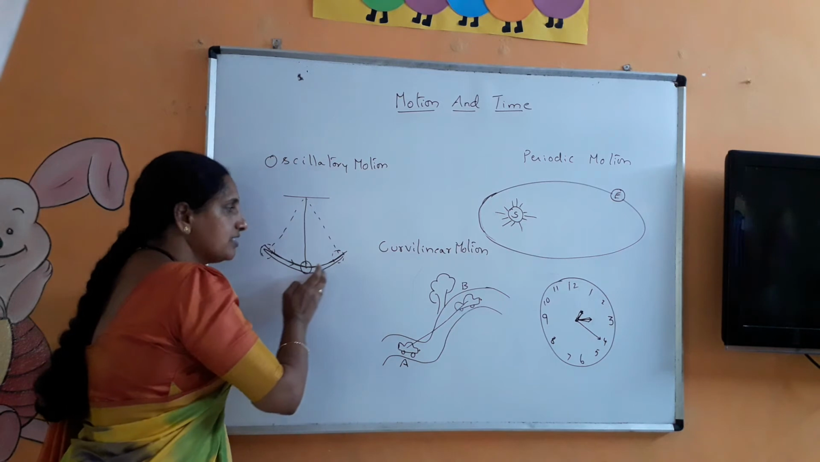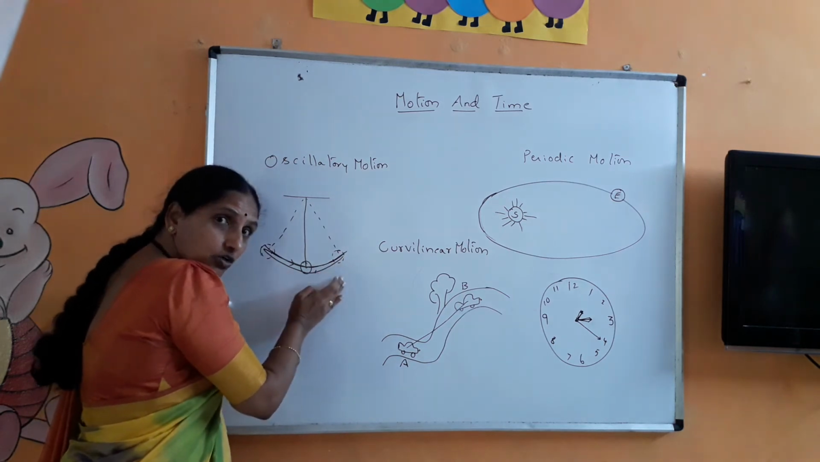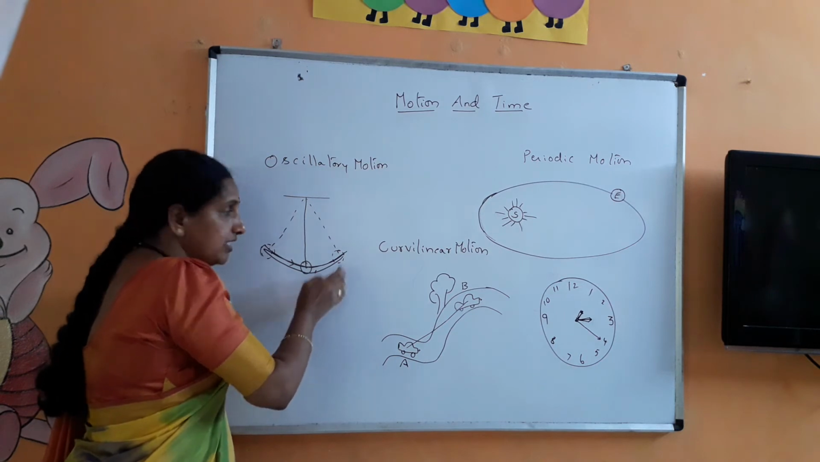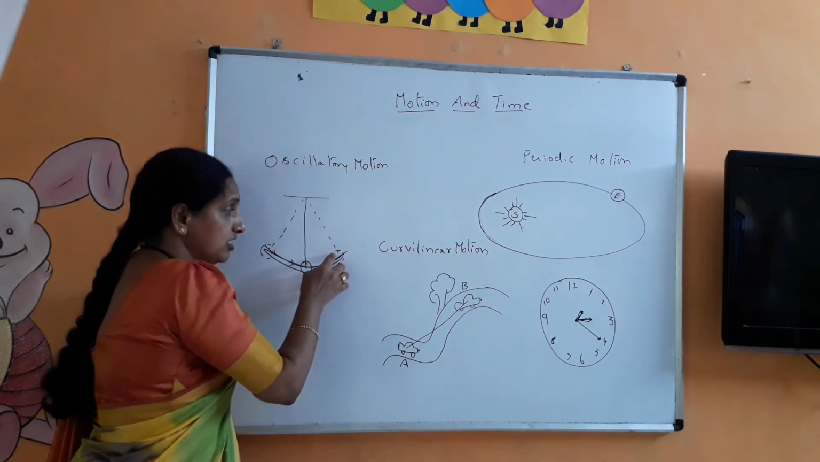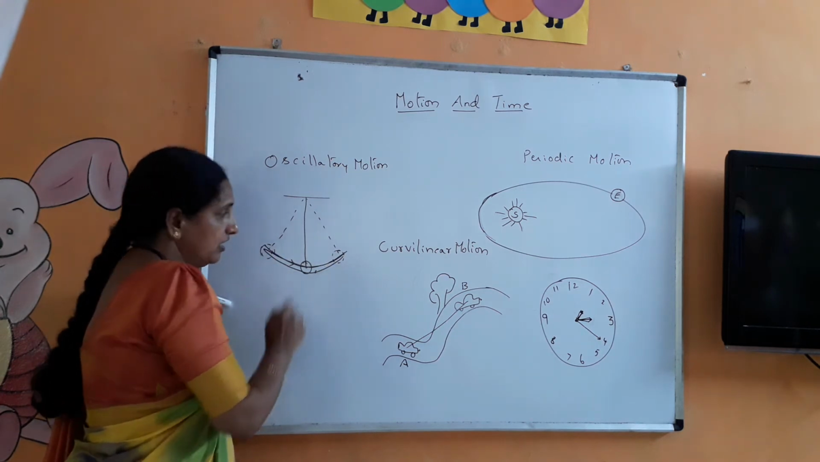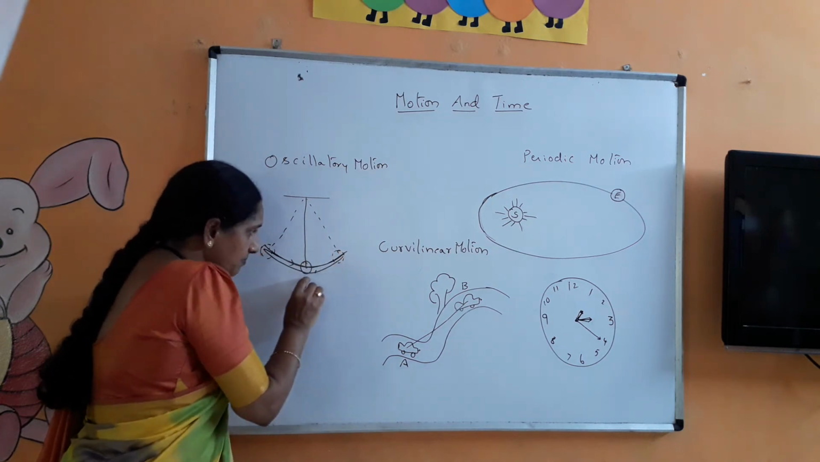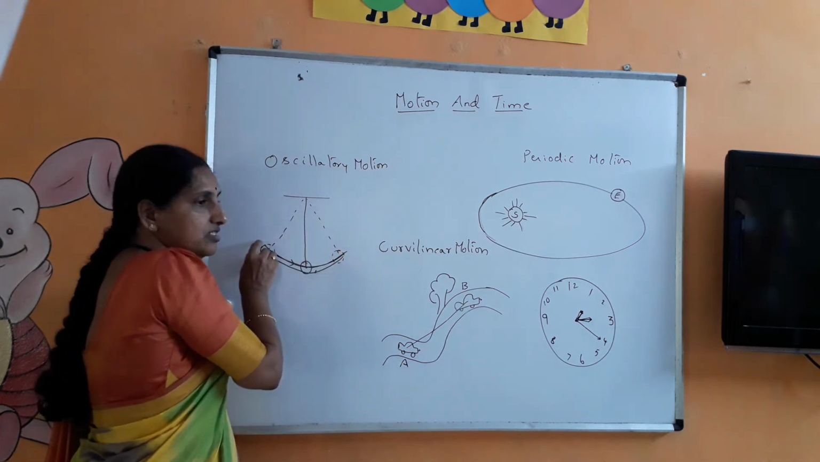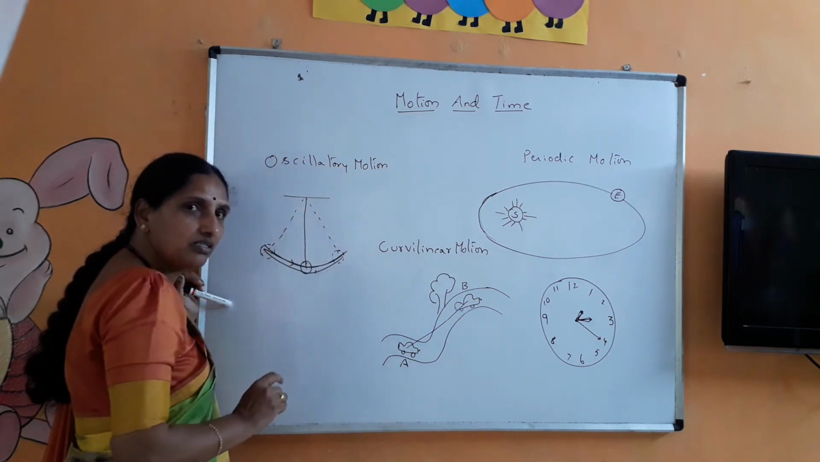What is this movement called? In your earlier classes you have learned it to be to and fro motion. Is the repetition going on? Yes. It is also repeating the motion. But how? By changing its direction. Did you notice that? Once it is going forward and then again it's coming backward, stretching its journey, and then again changing its direction and moving in this direction.